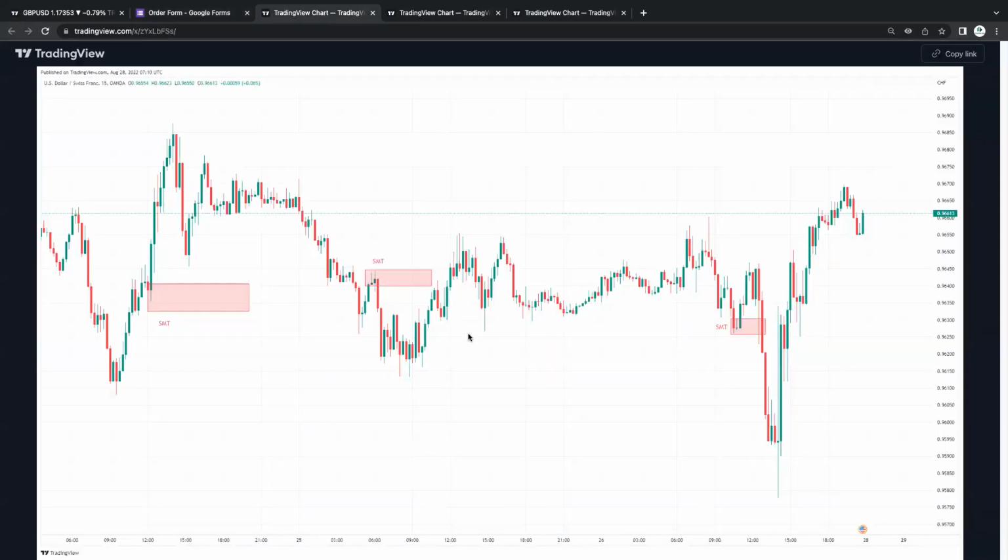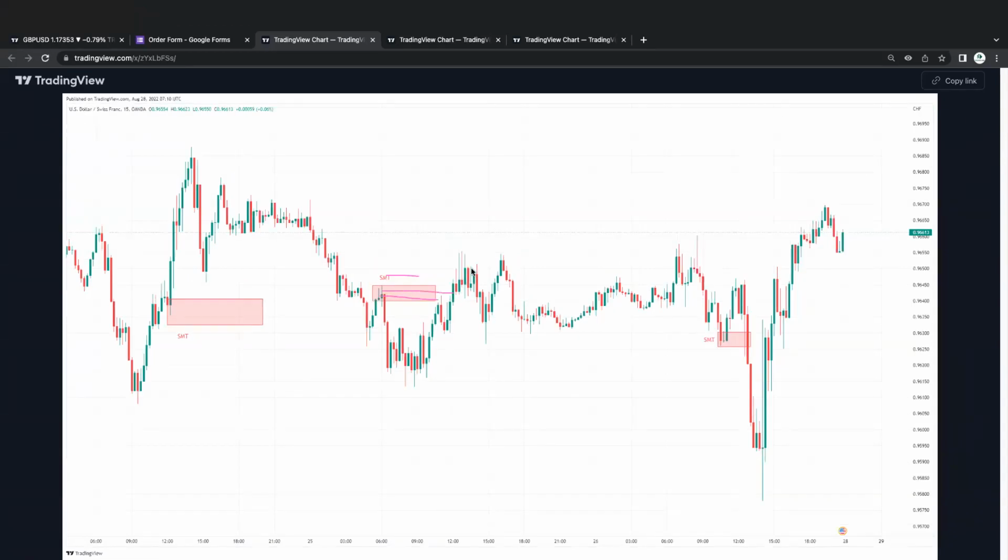Okay. Actually, this is not SMT here. Which one did you mark here? Let me show you exactly at this point. This one is not SMT. Why? Look at this one. The market technically broke this low here. So this high acts like an inducement, and this is your valid entry.